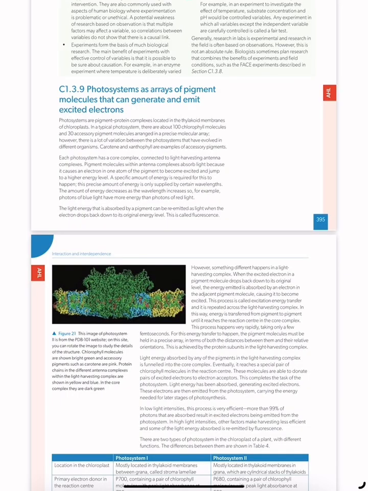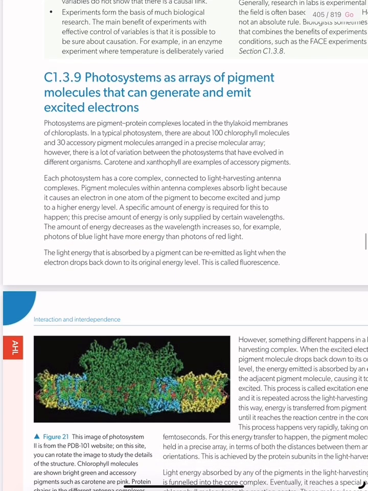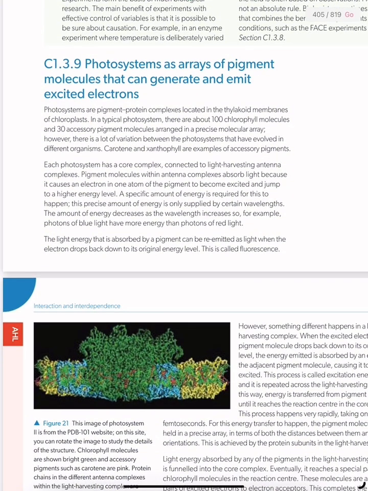So the HL part begins with explaining what the photosystems are. Photosystems are areas of pigment molecules that can generate and emit excited electrons. So as you know, photosystems are located in the thylakoid membranes of chloroplasts. Photosystems have chlorophyll molecules which give the green color to chloroplasts, but it's also important to mention that there are other examples of pigments such as keratin and xanthophyll.